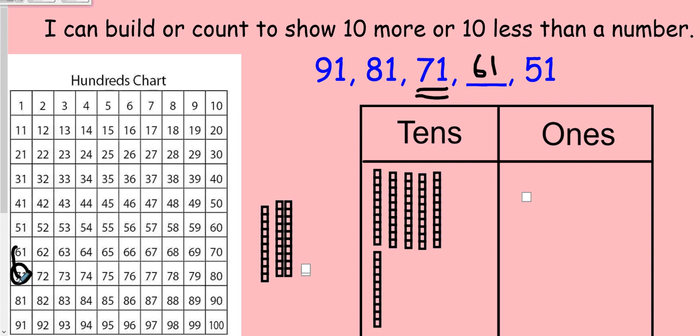To be sure, I can count back 10 spaces. Count back with me. 1, 2, 3, 4, 5, 6, 7, 8, 9, 10. The quick way to do it is just to go backwards this way. Let's count this to make sure it sounds right. 91, 81, 71, 61, 51. Does it sound right? It does. So 61 was our missing number.